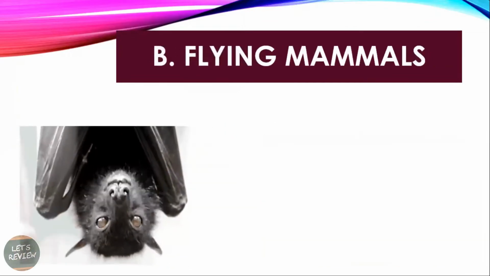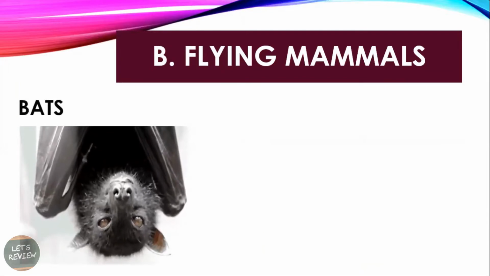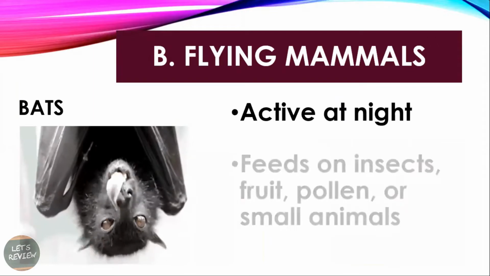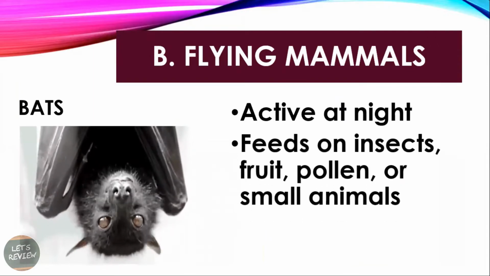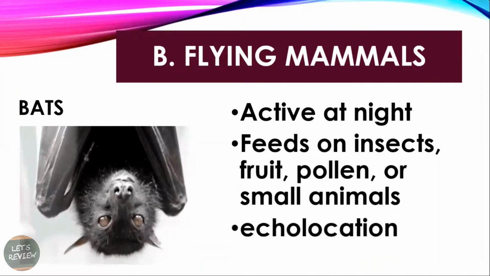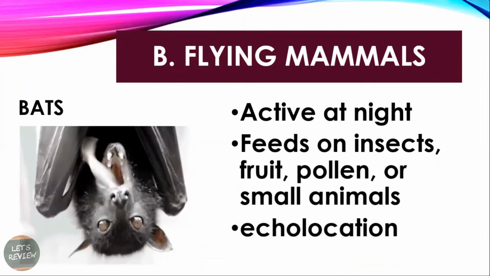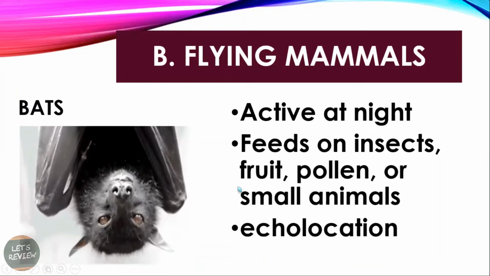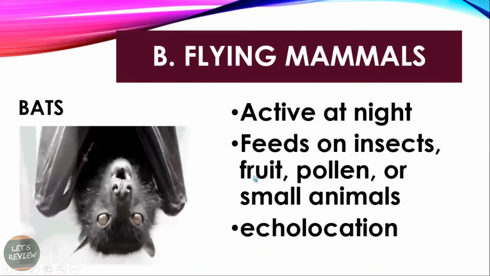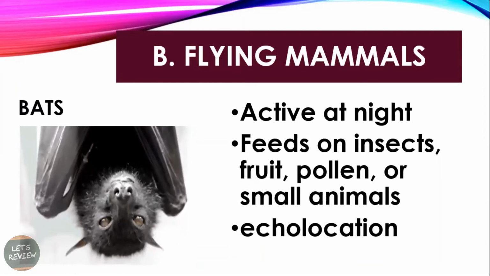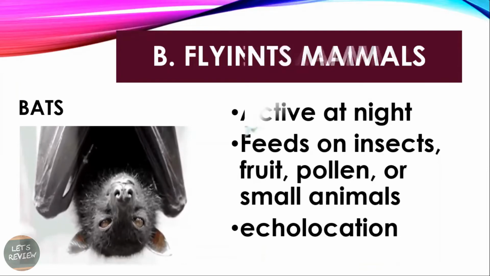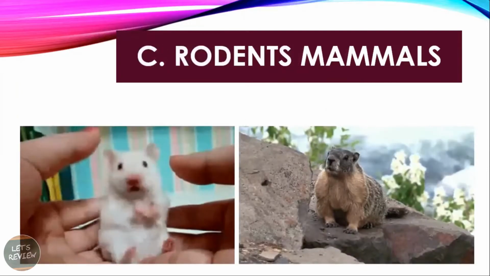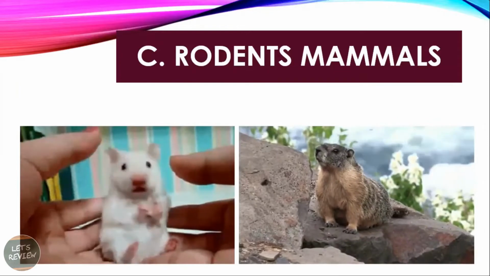There are also flying placental mammals, like bats. They are active at night. They feed on insects, fruit, pollen, or small animals. And since the eyes are not fully performing their function, they use their ears. They use echolocation to locate the food for them to be able to feed themselves.